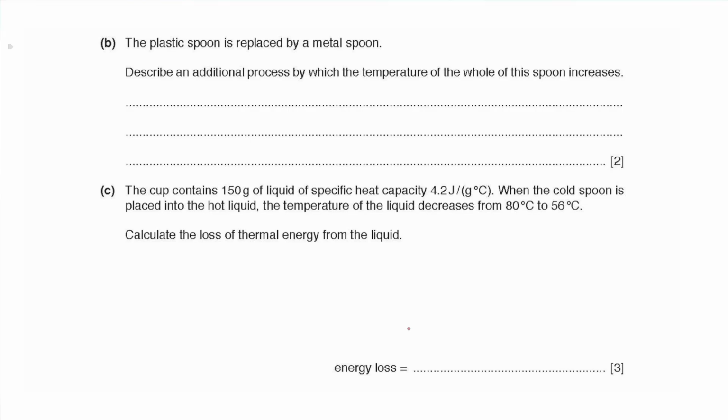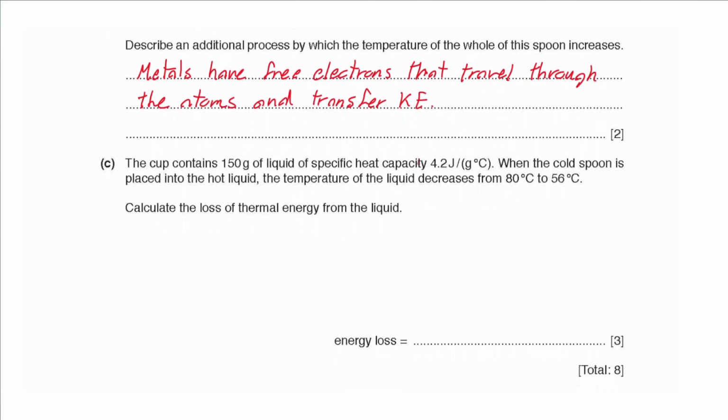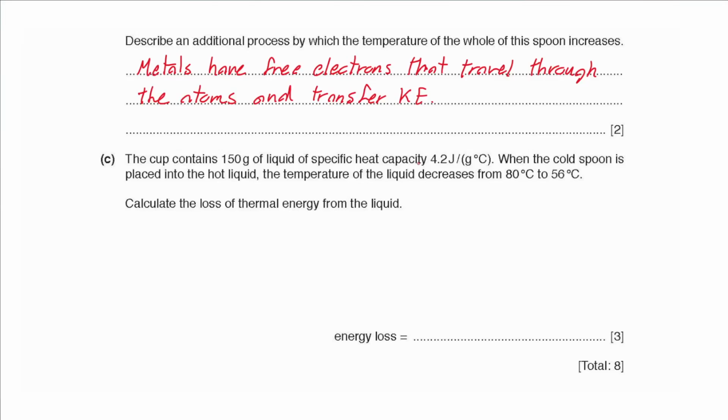Part (b) says the plastic spoon is replaced by a metal spoon. Describe an additional process by which the temperature of the whole of the spoon increases. We say that metals have free electrons that travel through the atoms or the molecules and transfer some of their kinetic energy.